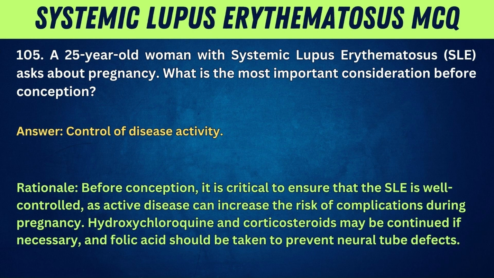Rationale: before conception, it is critical to ensure that the SLE is well controlled, as active disease can increase the risk of complications during pregnancy. Hydroxychloroquine and corticosteroids may be continued if necessary, and folic acid should be taken to prevent neural tube defects.